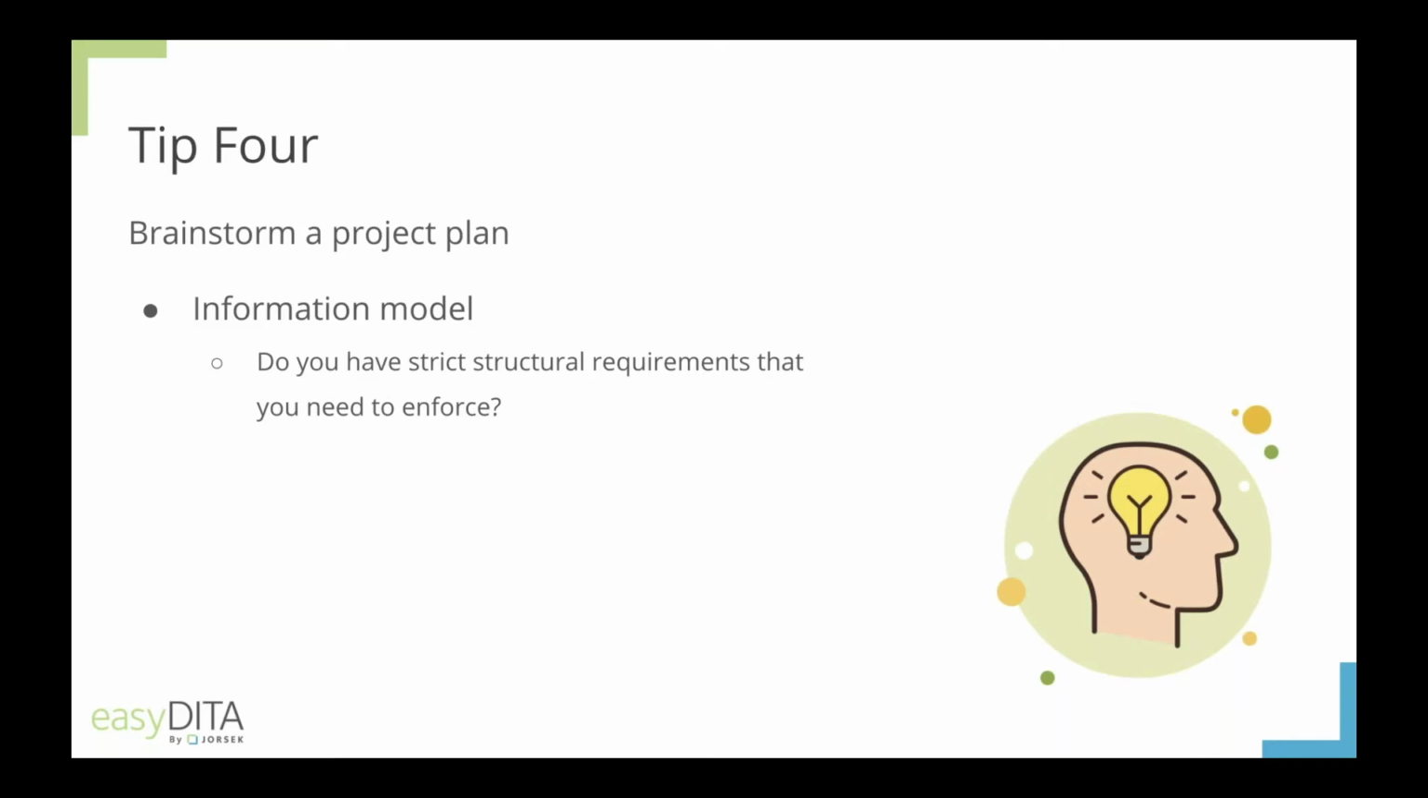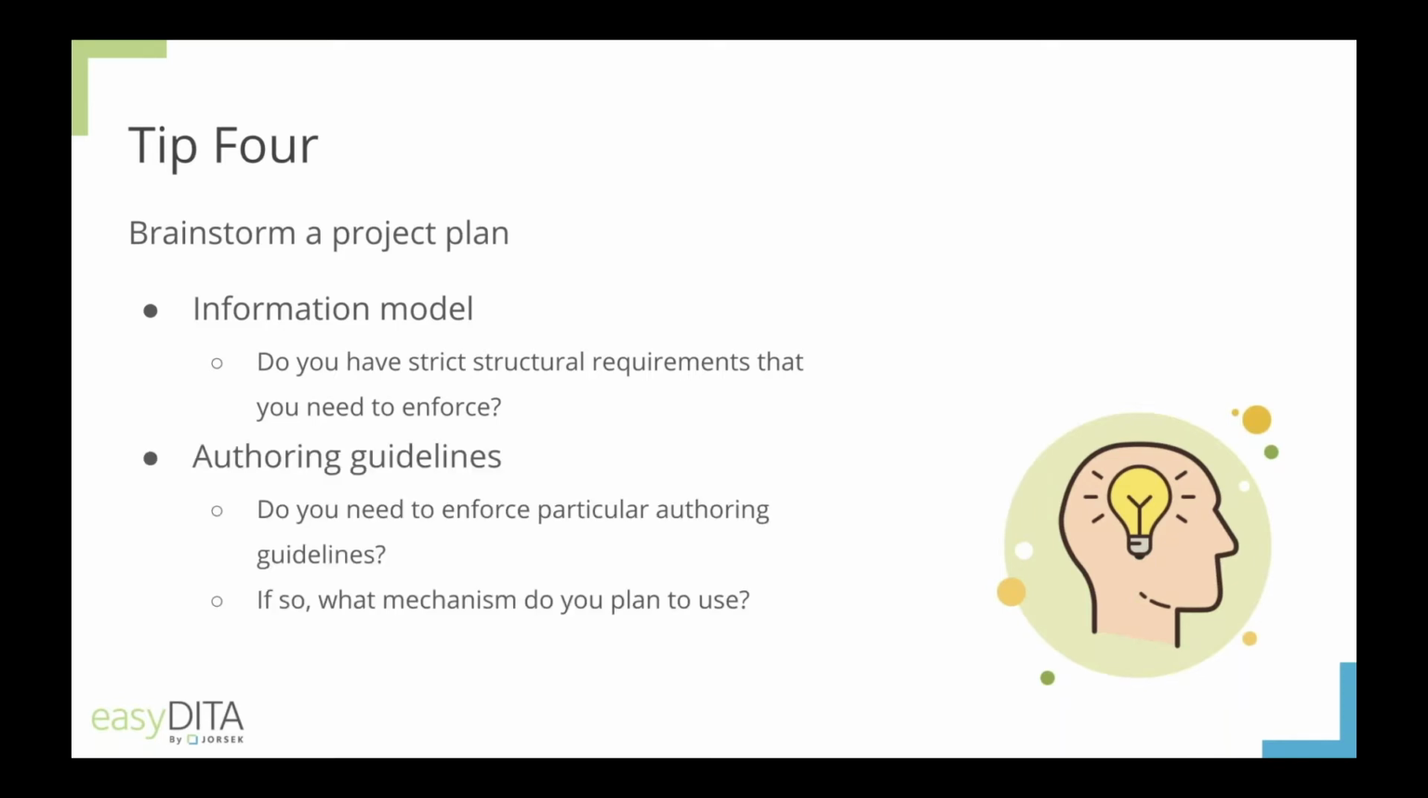There's a lot of good information online about information models and requirements that you might have. Scriptorium is happy to help with that. There's a lot of good work that you can do when you're brainstorming this information model. What authoring guidelines do you have? Do you need to enforce, or do you want to enforce, particular authoring guidelines on your writers? If so, do you have a mechanism in place that you're considering, or one that you already plan to use? What is that?